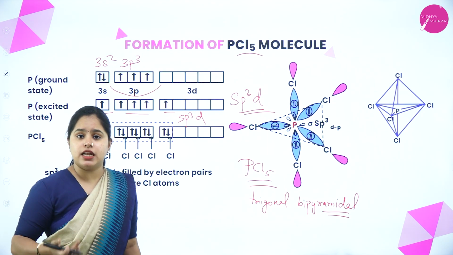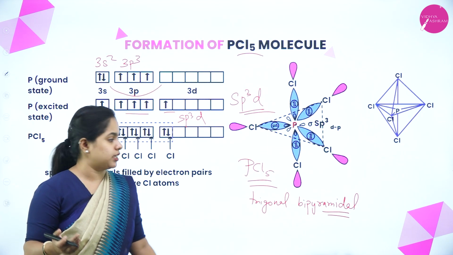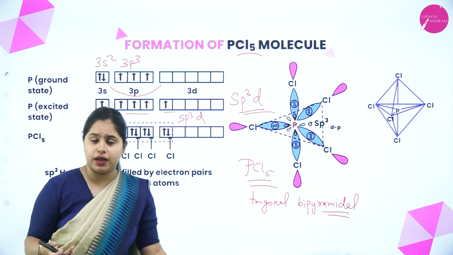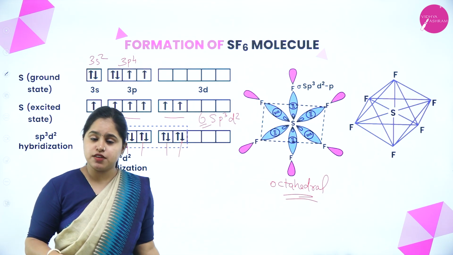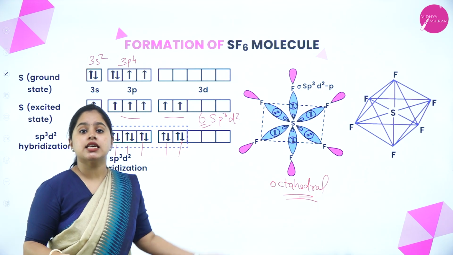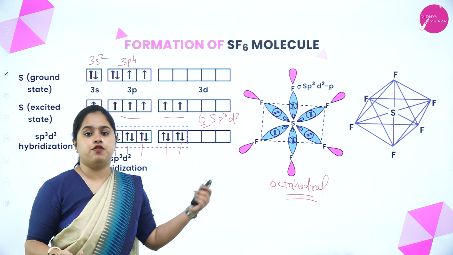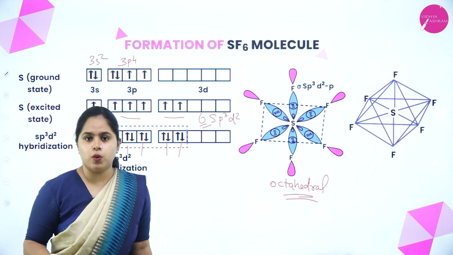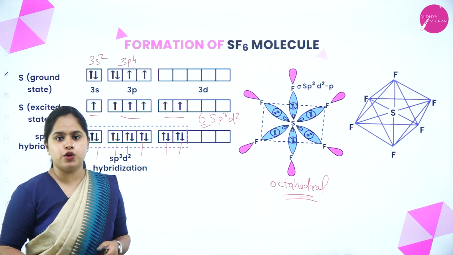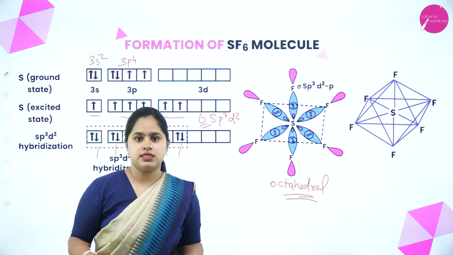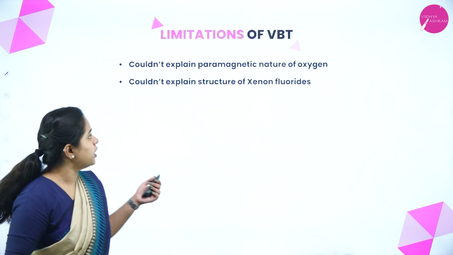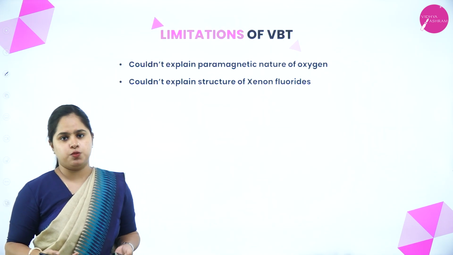So, in the case of PCl5, it is sp3d hybridization. Hence, the shape is trigonal bipyramidal. And in the case of SF6 molecule, yes, it is sp3d2 and it forms octahedral shape. So, I hope the 2 examples are clear for you, which are involving d orbitals as well. Right. Now, coming on to the limitations of valence bond theory.